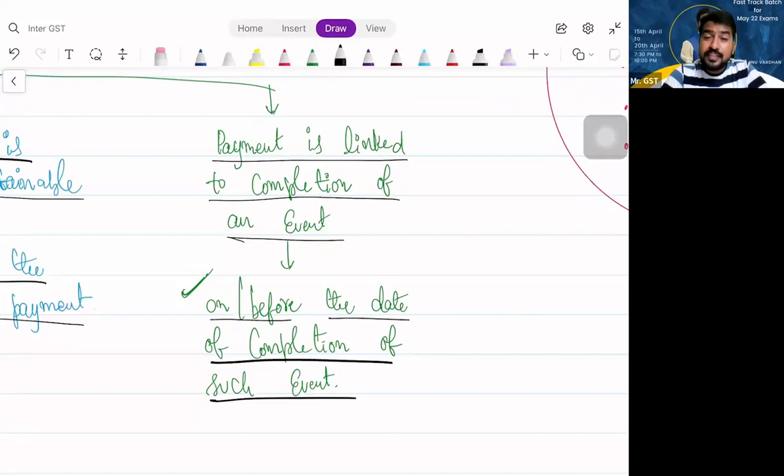Right? So in that case, on or before completion of such event, he has to raise the invoice. Is it clear? On or before completion of such event, he has to raise the invoice. Am I clear? Fine.